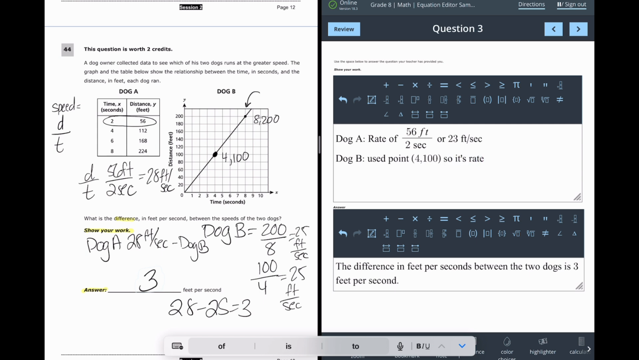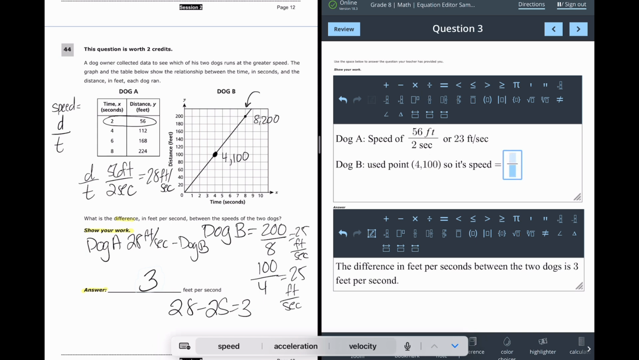So its rate, but its speed is equal to... I'm going to change the speed. I'm going to use the same 100 feet over 4 seconds, or 25 feet per second. Okay, seems pretty reasonable.